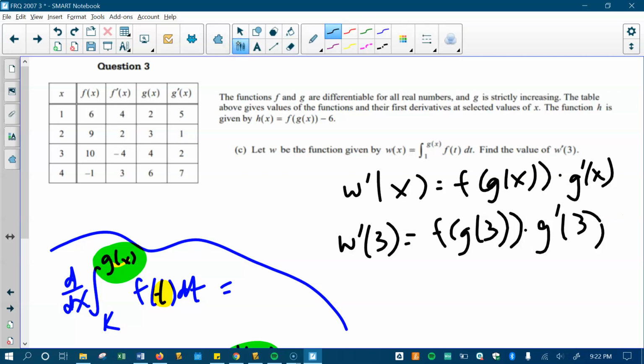Alright, so now let's go and get our answer here. So g of 3 is 4. So I need f of 4 times g prime of 3. g prime of 3 is 2. Now I need f of 4. f of 4 is negative 1. Okay, negative 2. That was a little bit easier, relatively.